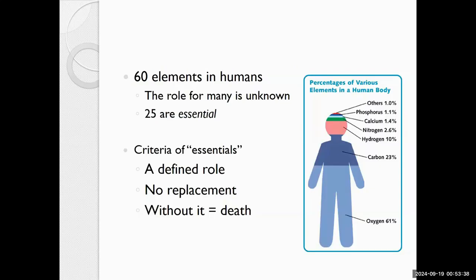It takes 60 different elements to build the human body. Many of these are present, and we don't know what they do, but 25 of them have been described as essential. What does that mean? Well, to be considered essential, we have to A, know exactly what it does. B, know that it is the only thing that does that task. There are no replacements, there are no substitutions. And C, we know that without it equals death.